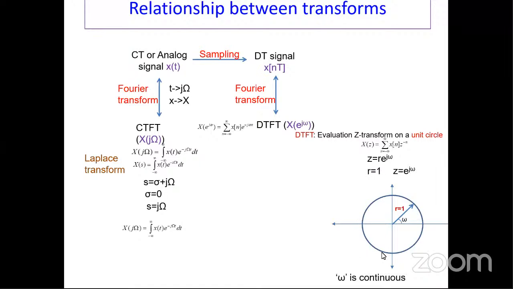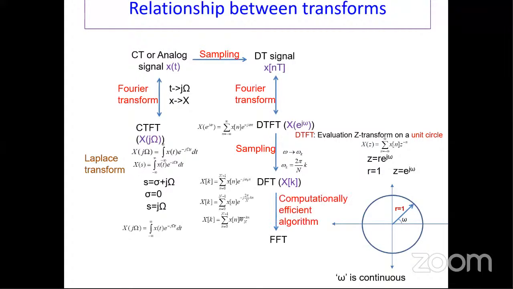So here the most important drawback is your omega is continuous. So if you discretize omega, you will be able to get DFT. So this is the expression for DFT, and the computationally efficient form of DFT is basically fast Fourier transform. So there is a lot of similarity between one transform and the other.